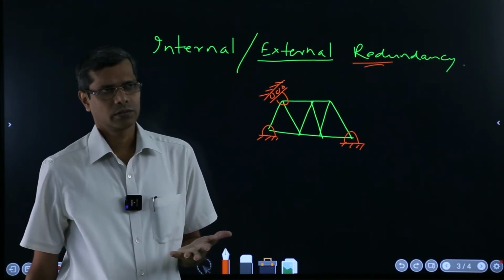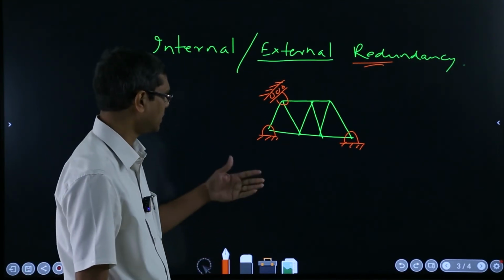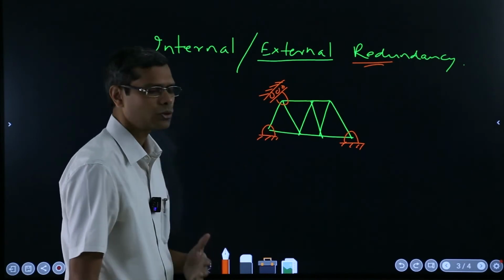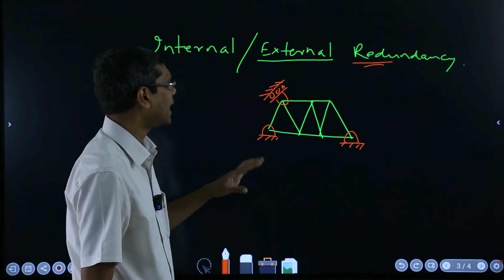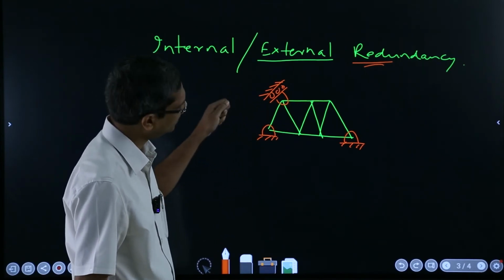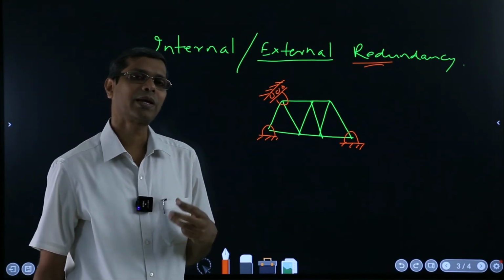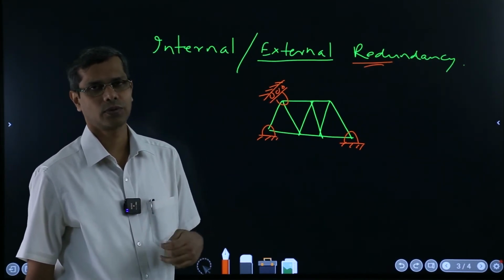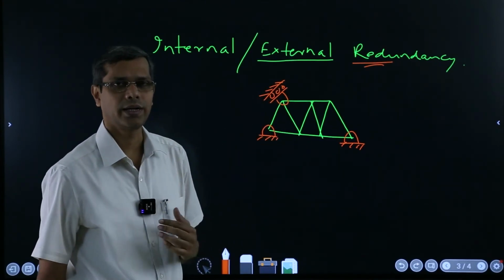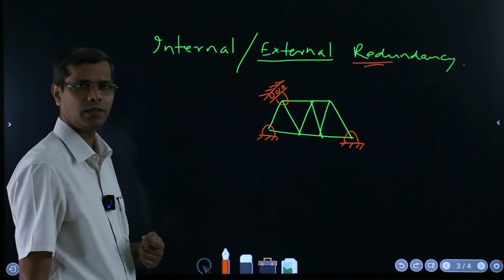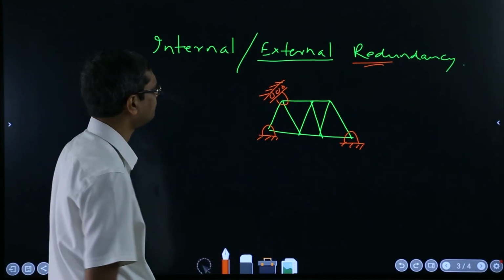Now we know that three ground reactions can be evaluated. If it is a 2D plane truss, you can evaluate three unknowns from the equilibrium equations. That means at most you should have such supports from the ground that a maximum of three kinds of reaction forces come. Then the system will be externally not redundant. If more than three reactions are coming from the ground, then definitely it is externally redundant.